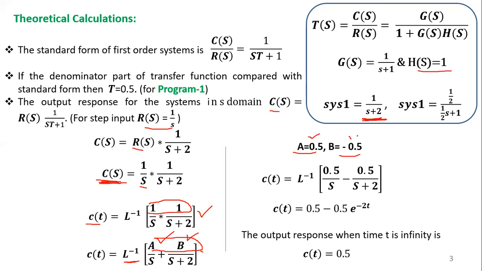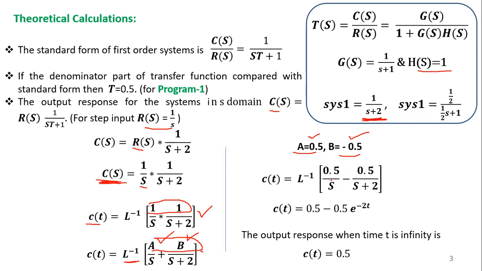Once we know the A and B values, we substitute here. A is 0.5, so the equation will come as 0.5 by s, and B is minus 0.5, so here we are putting the minus: 0.5 by s plus 2. Now we take the inverse Laplace of 0.5 by s minus 0.5 by s plus 2.